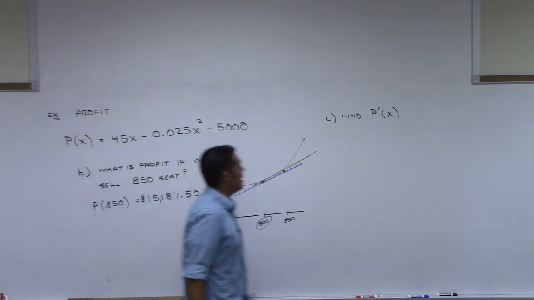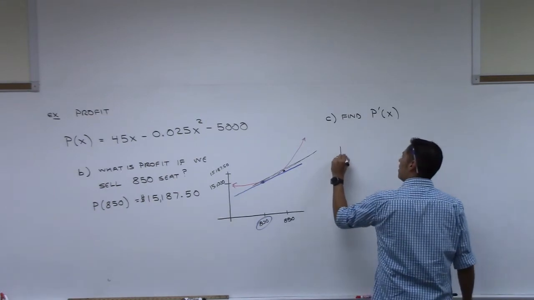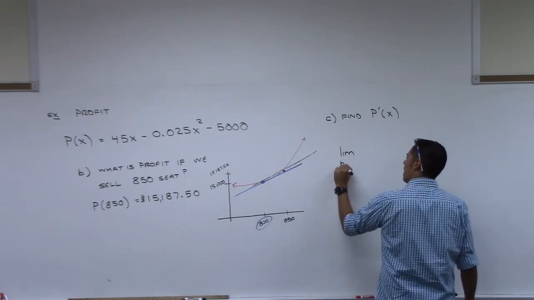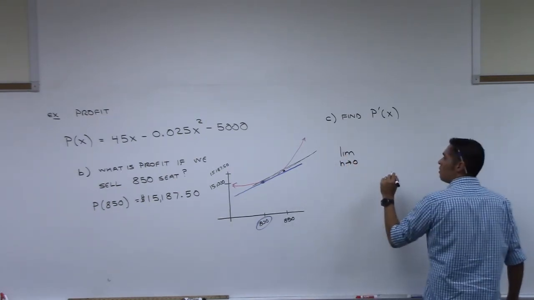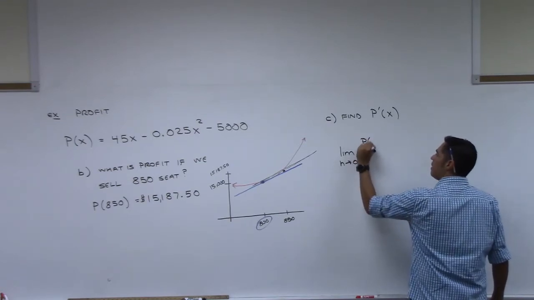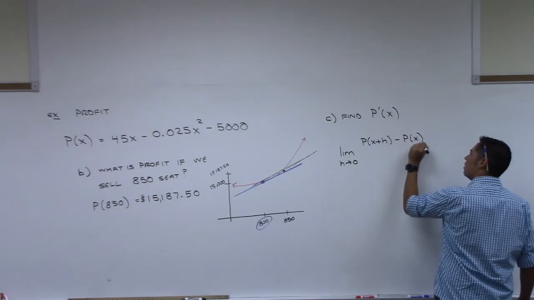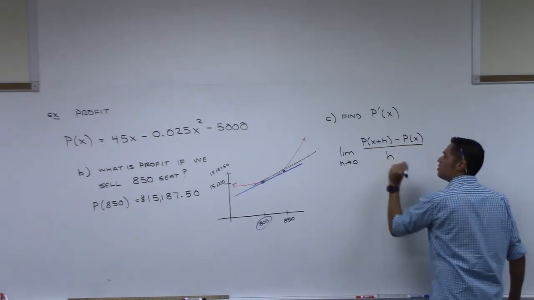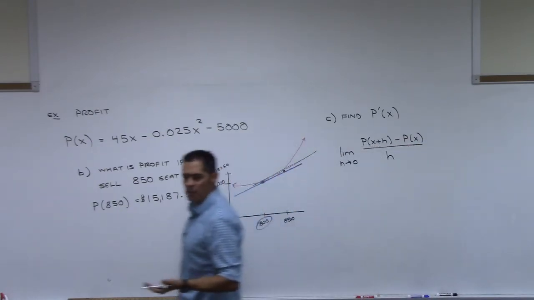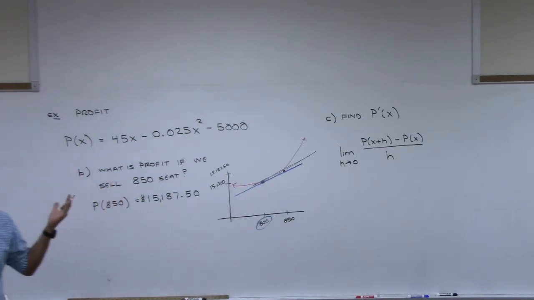Okay, P prime of x. This means we are taking the limit as h goes to 0. Now watch what I do here. P of x plus h minus P of x all over h. You see the difference in this one? I'm using capital P because I'm talking about the profit function. I'm not talking about the f function anymore. But it's the same formula.